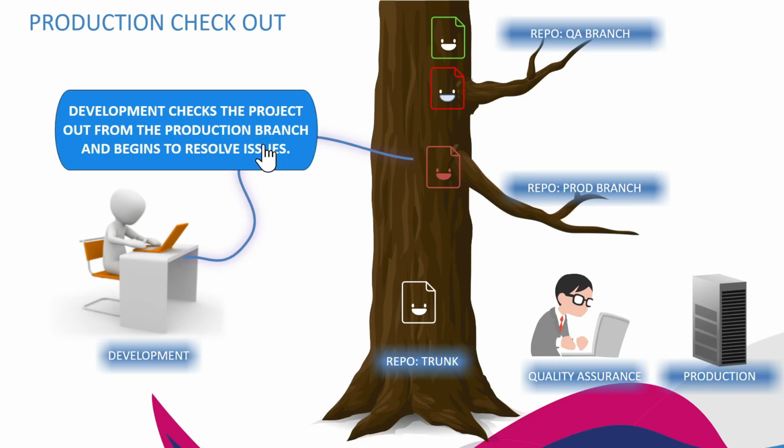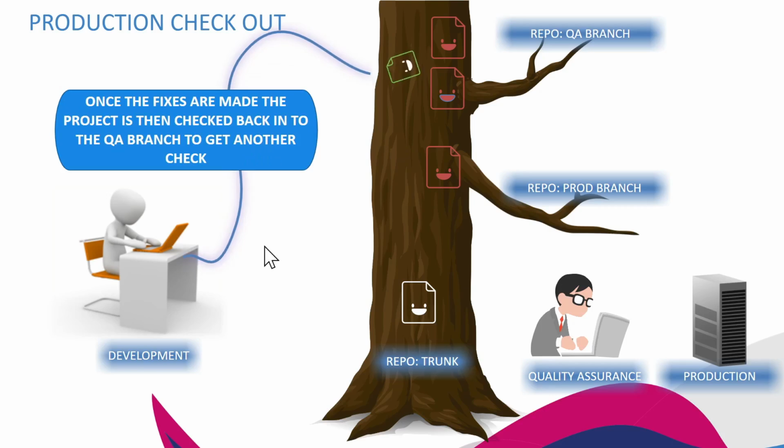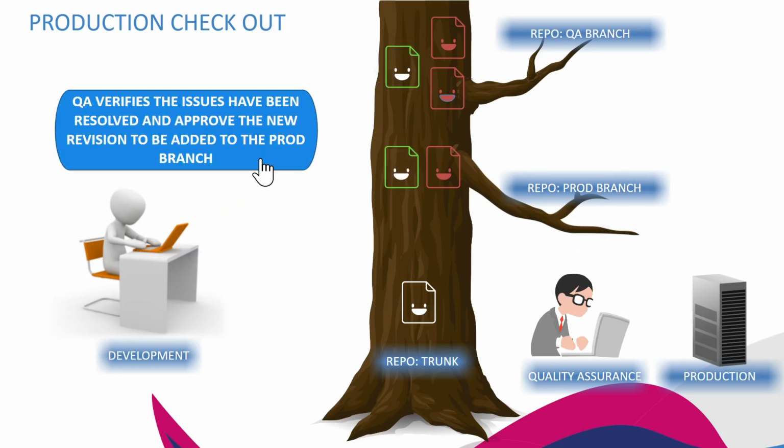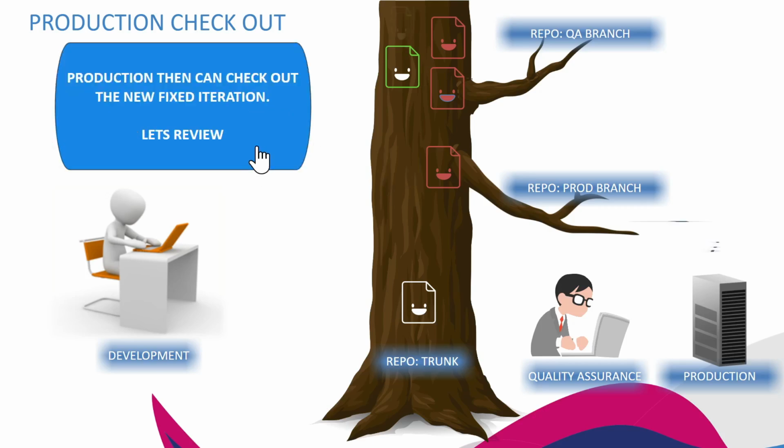When they think that they have the issues resolved, they can then check in that project to the QA branch to have another set of eyes look at it to make sure that all of the issues have been resolved. If QA approves of those changes, they can then push those changes to the production branch. Now that we have a working good version on the production branch, that version can then be checked out by production.